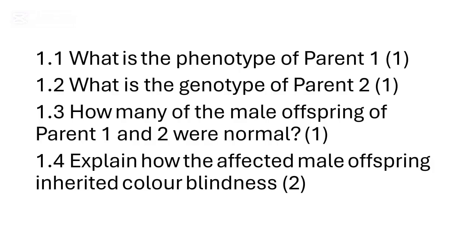Moving on to the last question. Explain how the affected male offspring inherited color blindness. Okay, so this is how it happened. The male offspring inherited one X chromosome with the disorder from the mother and then inherited one Y chromosome from the father. And we know that the Y chromosome has no allele that can mask off the effect of the recessive allele. The recessive allele is the one with the disorder.